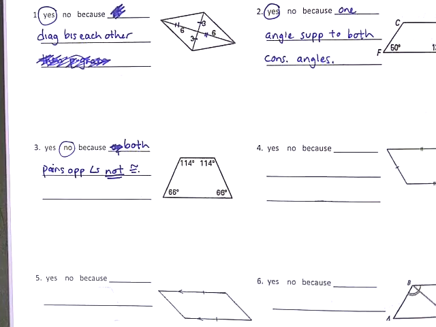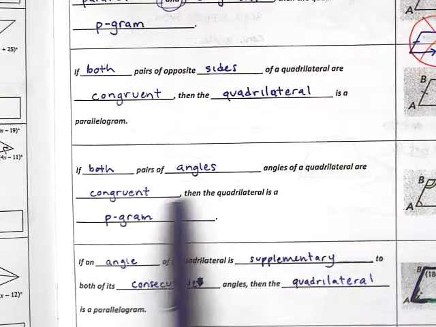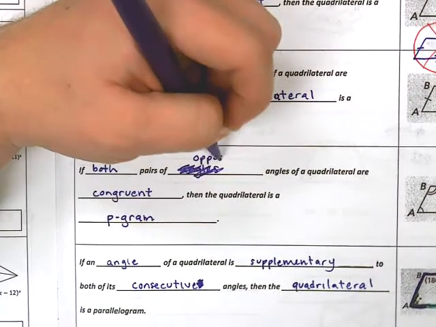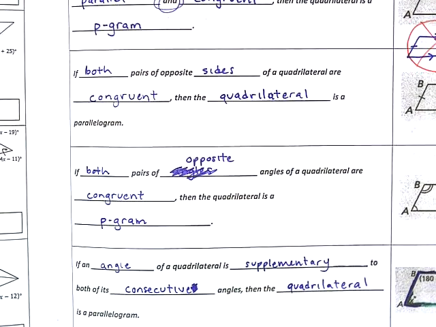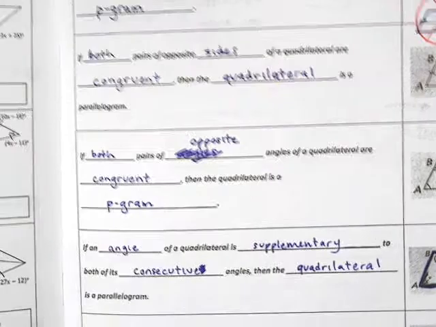congruent. And that was one of our rules, right? We knew on the other page that both pairs of opposite angles of a quadrilateral must be congruent in order to be a parallelogram. All right?